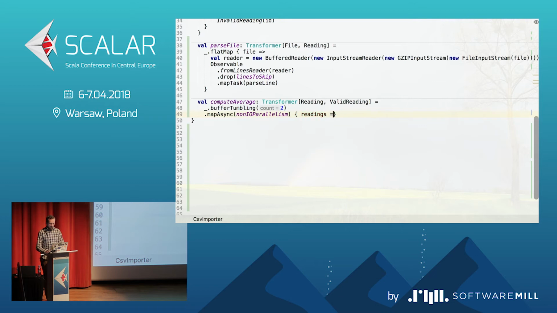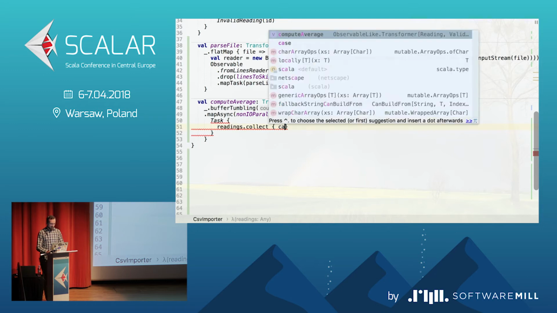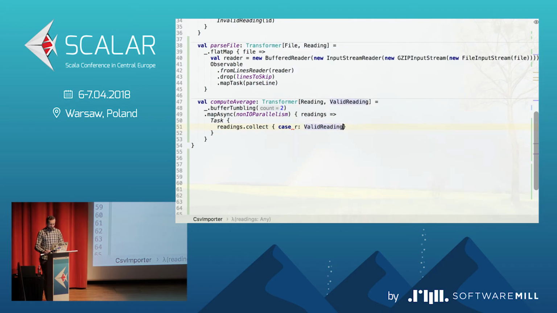So we're going to have readings here. Just to remind you, we just group the readings into groups of 2. So the readings here will be a sequence of 2 readings. And what we are going to do here is return a task, since we describe an async computation that is going to happen inside map async. And now the first thing we need to do is to extract only valid readings from the collection of 2 that we have. So we're going to use collect, do a simple pattern matching here, and then store it in a val, and it's going to be valid readings.